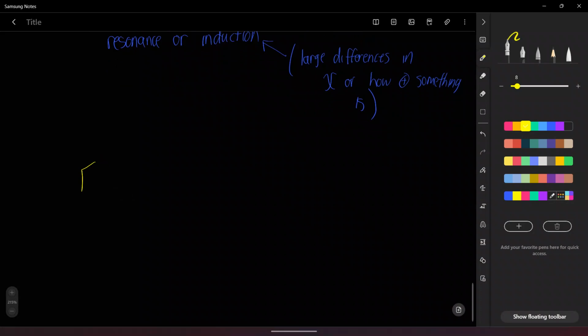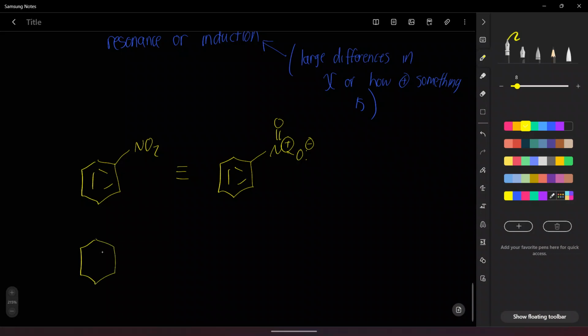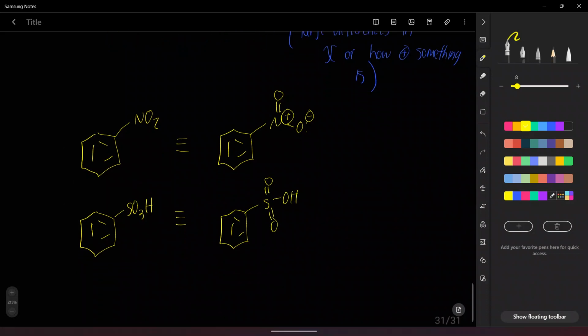Well, so again, the NO2, and for this one it helps to know what NO2 actually looks like. So NO2 looks like this. Okay. So NO2, SO3H, and SO3H. Okay. So NO2.